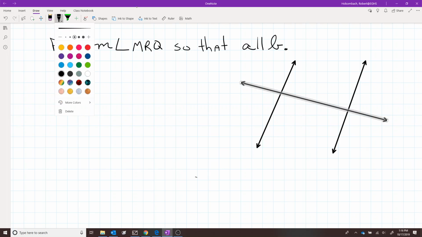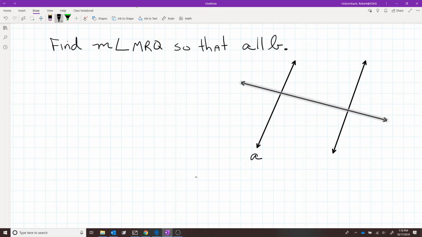And here's some of the information that you're given. This is line A, this is line B, this is point M, point R, point Q, and this angle in here is 5x plus 7. And this angle is 7x minus 21. Alright, you're asked to find the measure of MRQ so that A is parallel to B.